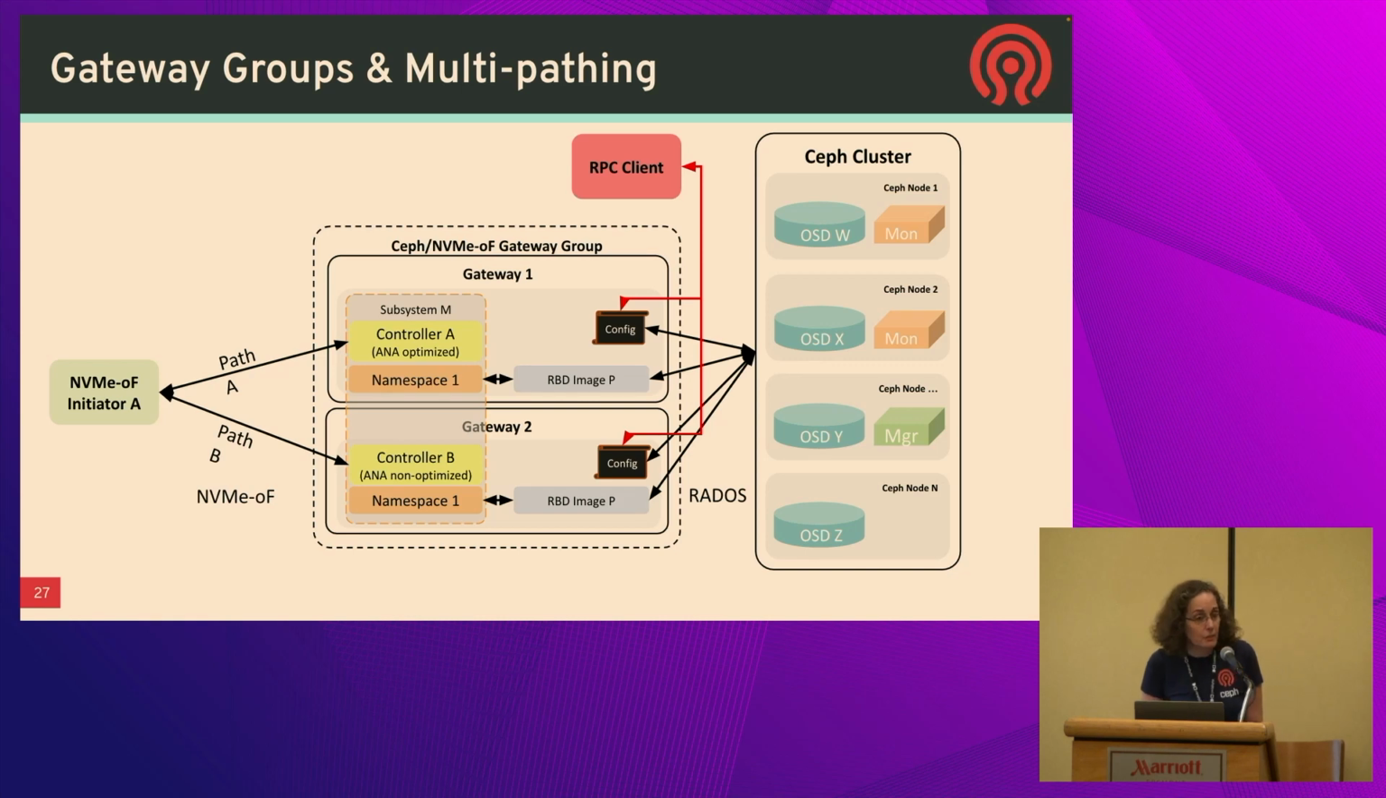Our solution is to use a gateway group. So a group of gateways basically will allow the initiator to access the same namespace, the same RBD image, and we'll use NVMe-over-Fabrics ANA, asynchronous namespace access, to define an optimized path, a single one, and non-optimized. So in case the optimized path is not available, the initiator can automatically switch and use the non-optimized.